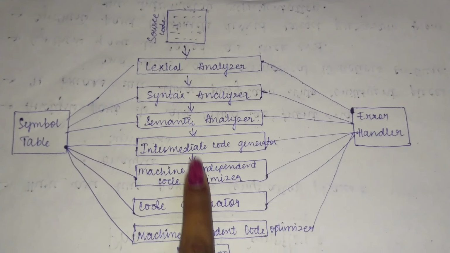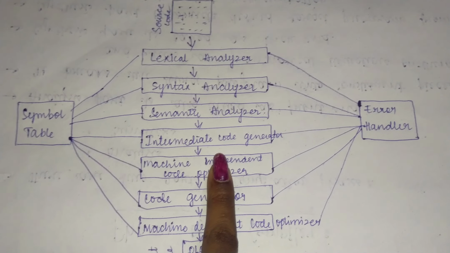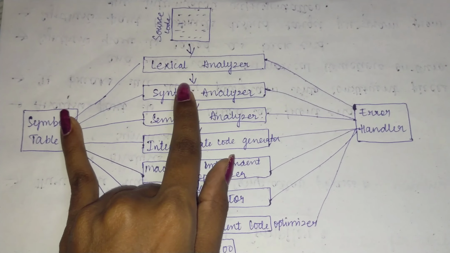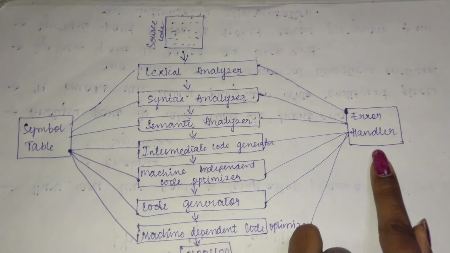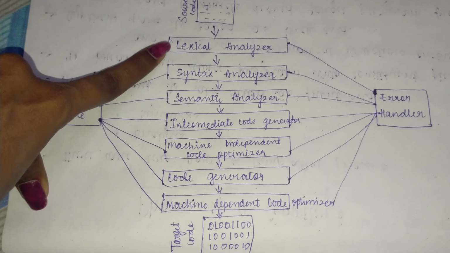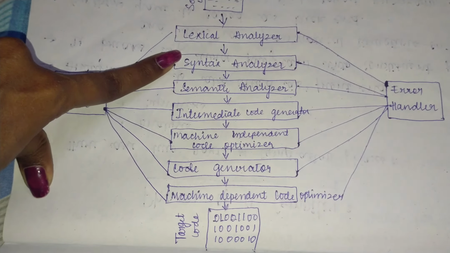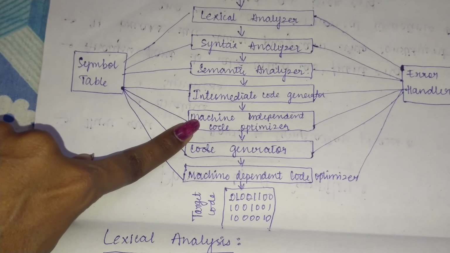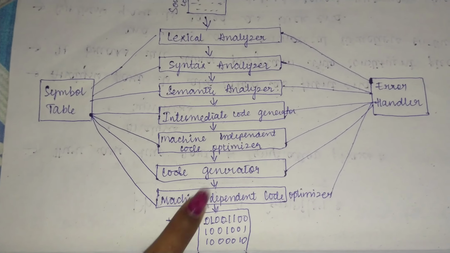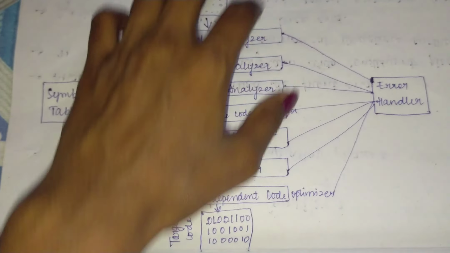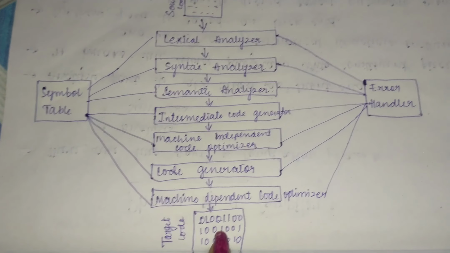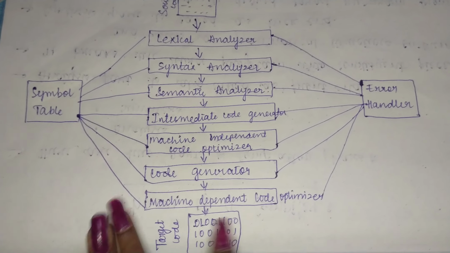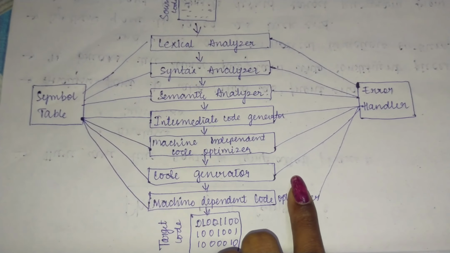Now let's look at this diagram. You have to put this diagram in your paper. So this is the source code from where it is coming, and this is the symbol table, this is the error handler. Now in the source code we have lexical analysis, syntax analyzer, semantic analyzer, intermediate code generator, machine independent code optimizer, code generator, machine dependent code optimizer, and this is the target code. After all this, it gets converted into the binary code, and then the program is given an input.